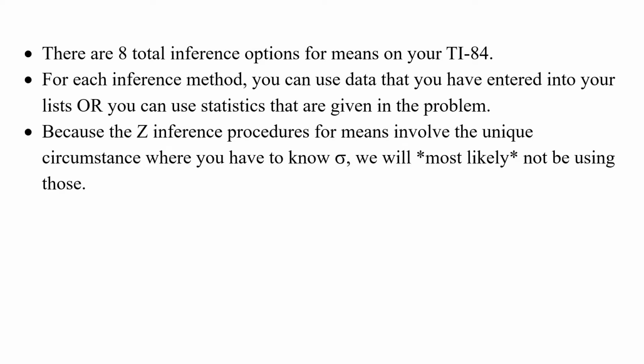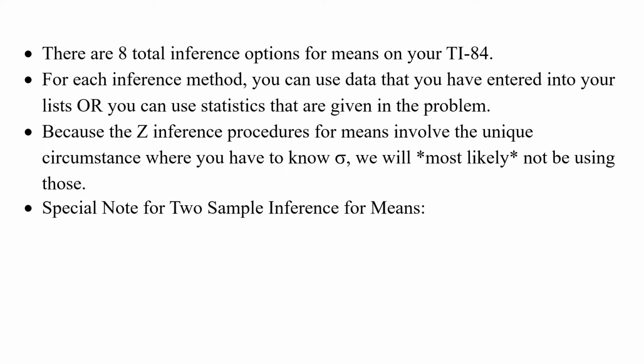Or if you're just given statistics in a problem, you can choose that option and just enter in those statistics. Remember that the z-inference procedures for means involve the unique circumstance where you know your population standard deviation, which will most likely not happen, okay? So I do go over them and show you them, but just know that you most likely will not use those, okay?